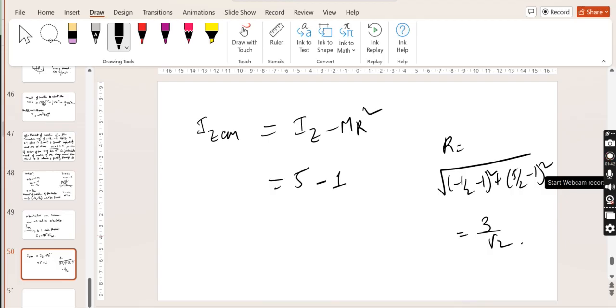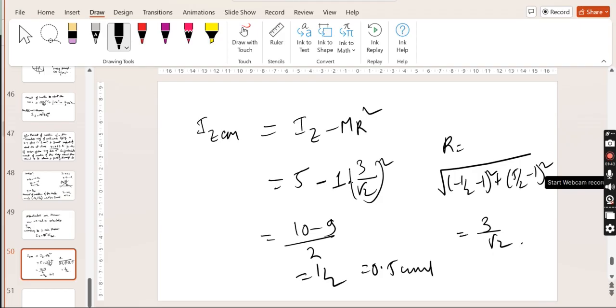So we have the circular ring of unit mass, and this will be m into (3 by root 2) whole square. So that will be 5 minus 9 by 2, that is half. That is 0.5 unit. That is the answer.